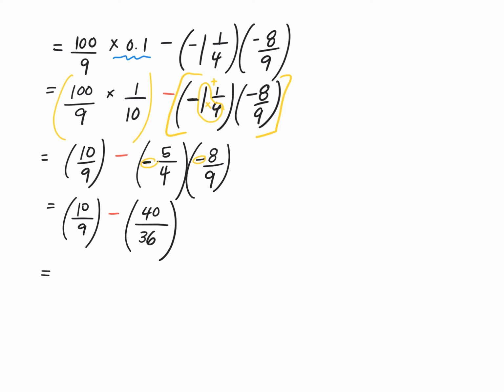Can't I simplify? Okay, so that was a very smart idea. We're going to simplify this fraction, put it in lowest terms. So you divided by 4, divided by 4. This is a quicker way to do it. So we have 10 over 9, take away 10 over 9. 10 over 9 minus 10 over 9 equals 0. Because if I have 10 ninths and I take 10 ninths away, I have nothing left.